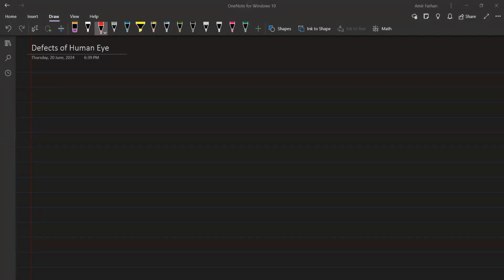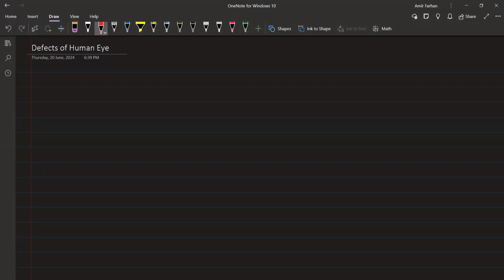Now it's time to start the new topic, that is the human eye defects, or defects of vision and their correction. In this topic, we'll study the different types of defects that we have in our eyes. Suppose some of the students are not able to see the far objects, some of the students are not able to see the near objects. These are the two main defects of the eye that can be corrected using the appropriate lens.